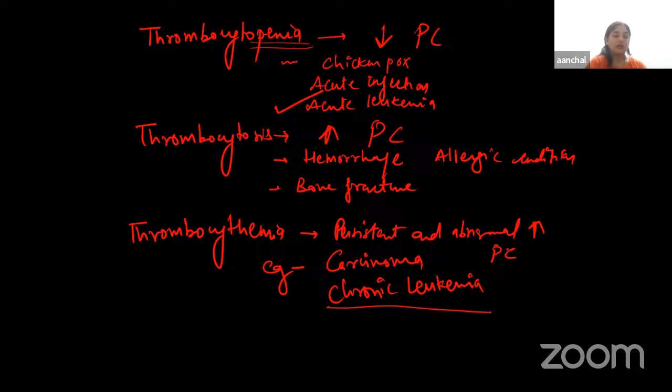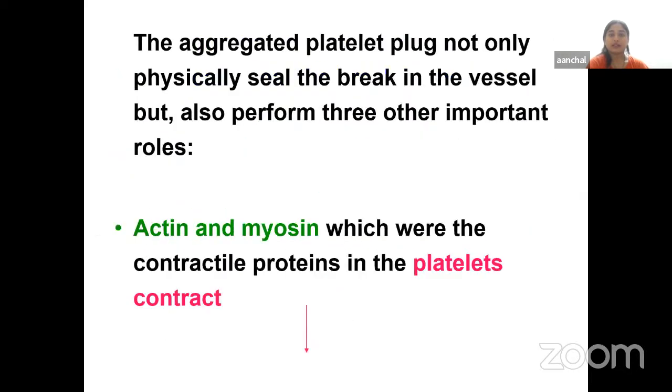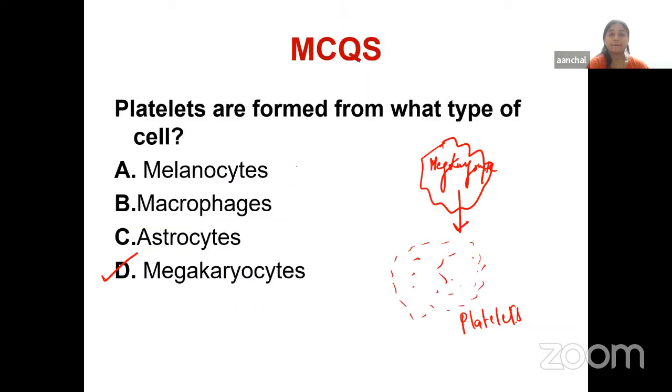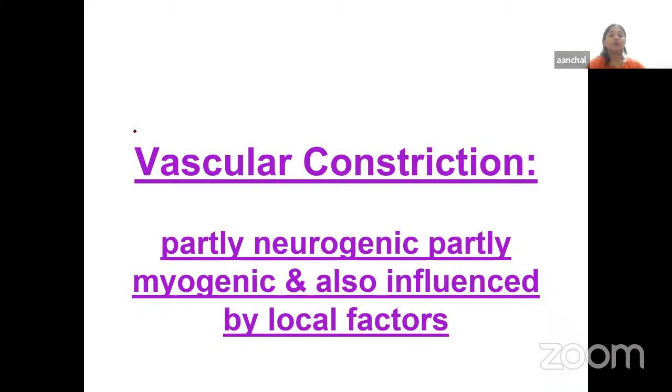Now we're going to discuss a very important process, that is hemostasis. Sorry, hemostasis. So, what happens in the case of hemostasis? One by one, with the help of a flowchart, we're going to learn. Okay. Now, what is hemostasis? Hemostasis means spontaneous arrest of bleeding by some physiological processes, right?